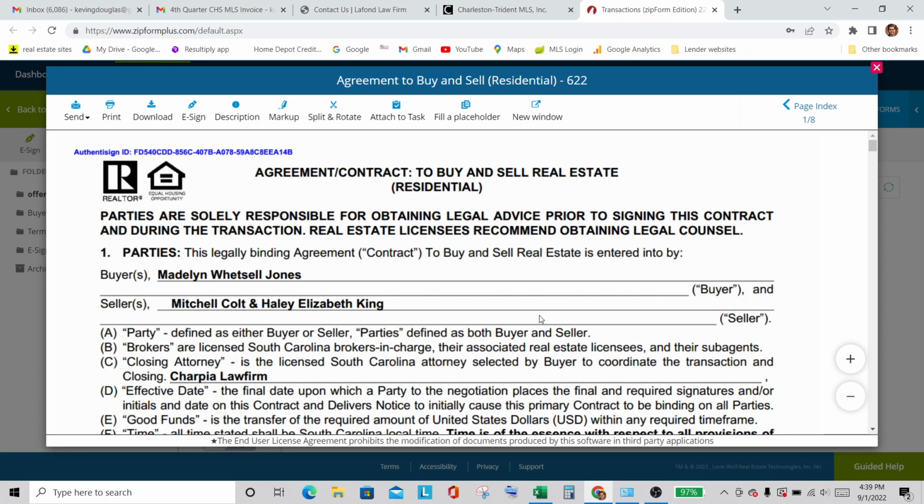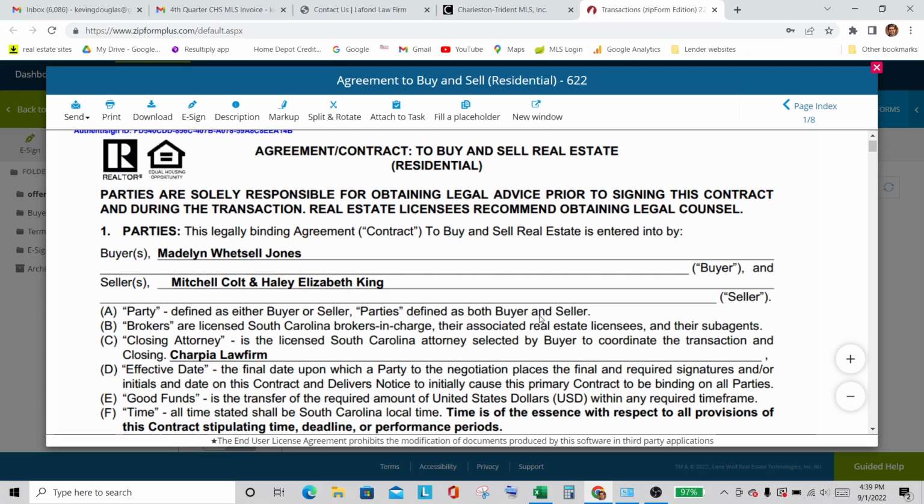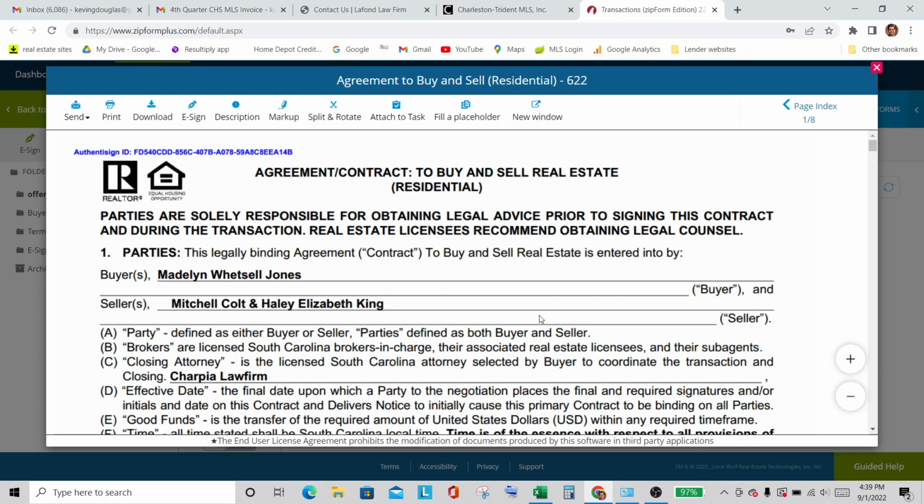Okay, sorry for the bad quality, but I figured it'd be best just to do a quick video to send you this to go over these contracts. So we'll go over a few documents. This one is going to be called the Agreement to Buy and Sell Residential Real Estate.